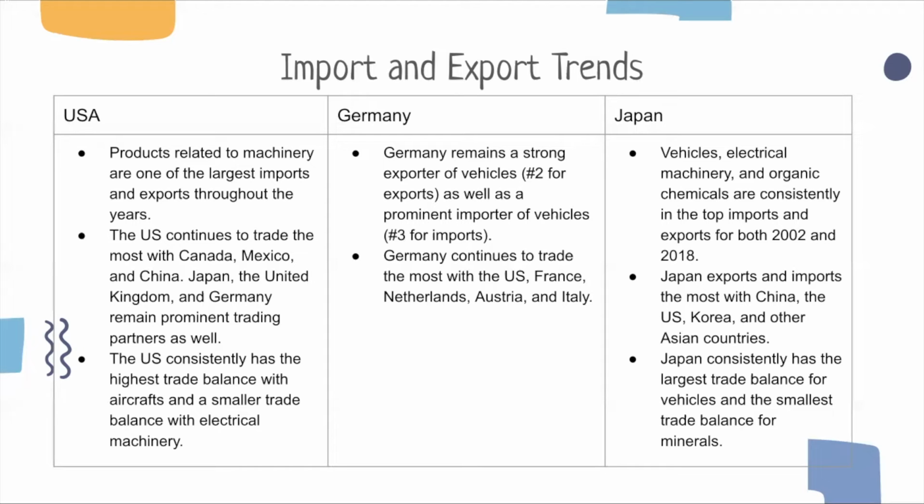And then finally, we saw that Japan consistently has the largest trade balance for vehicles and the smallest for minerals. And this means that they export more vehicles and import more minerals. And this could be due to economies of scale, where the cost of producing an extra vehicle is smaller since the foundations of the manufacturing facilities are already in Japan. So this means that Japan is more likely to produce vehicles and therefore more able to export vehicles. So the cost of acquiring minerals could be relatively large, which means there's a higher opportunity cost to mine minerals, leading to Japan importing minerals and exporting vehicles.